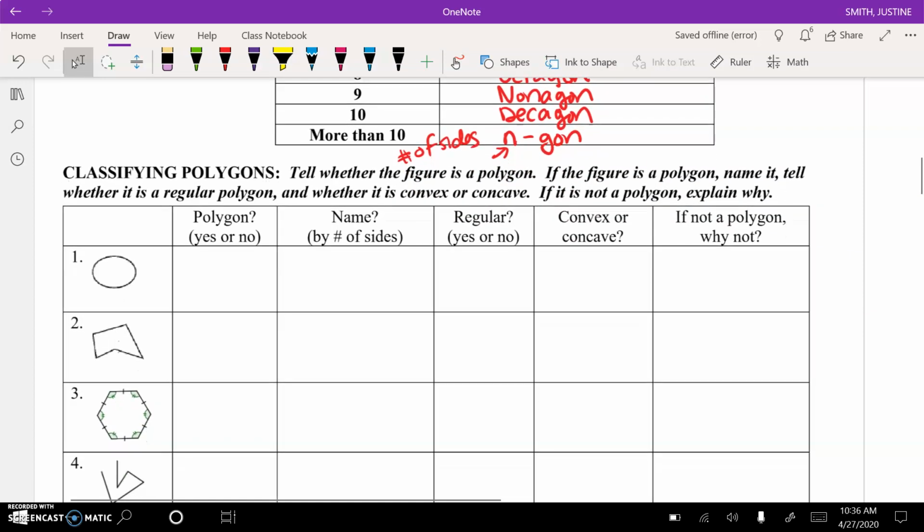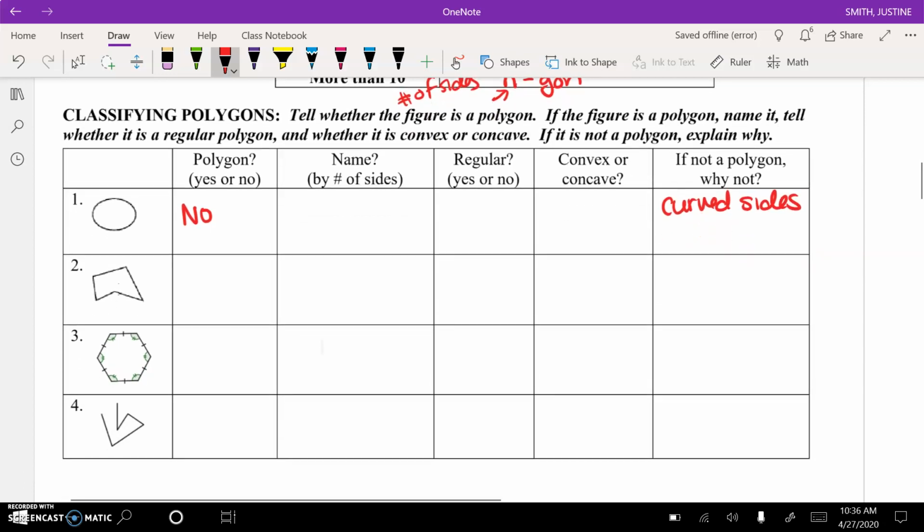Now we're going to look at classifying these polygons, and whether they're a polygon or not. This first one is going to be easy because it's not a polygon, so we don't actually have to do the name. It's not regular or convex or concave. The only other thing we have to answer is why it's not a polygon. It's not a polygon because it has curved sides.